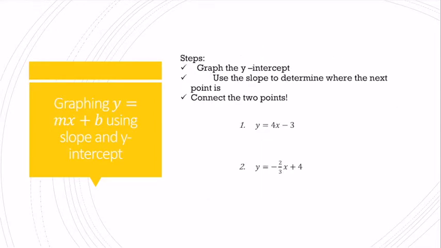So why don't we go ahead and graph these using our slope and y-intercept. So I have y equals 4x minus 3 and y equals negative 2/3 x plus 4. Let's go ahead and draw the nicest coordinate plane possible. I probably should have inserted one into the slide, but hindsight is 20/20.